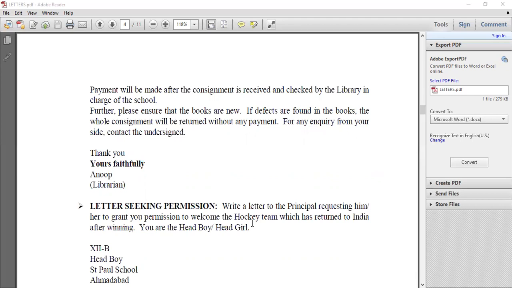Further, please ensure the books are new. You understand that we are just giving an intimation. So further, please ensure that the books are new. If defects are found in the books, the whole consignment will be returned without any payment. So we are just applying a condition. So for any inquiry from your side, contact the undersigned. Thank you. Yours faithfully, Anup, the librarian.